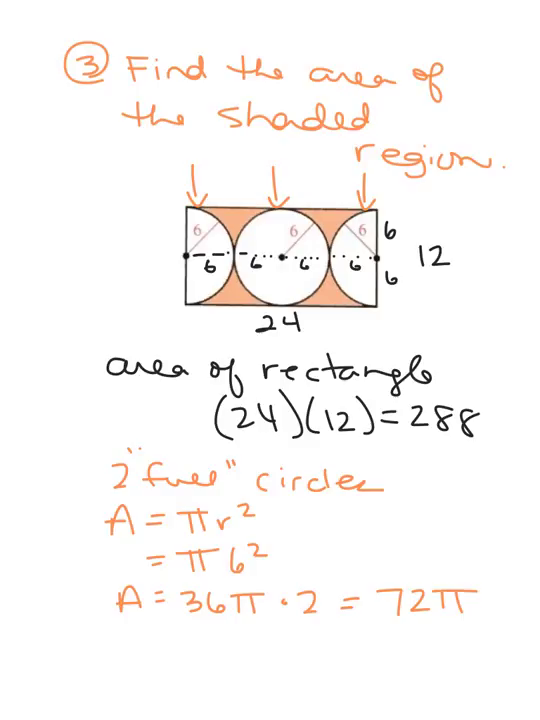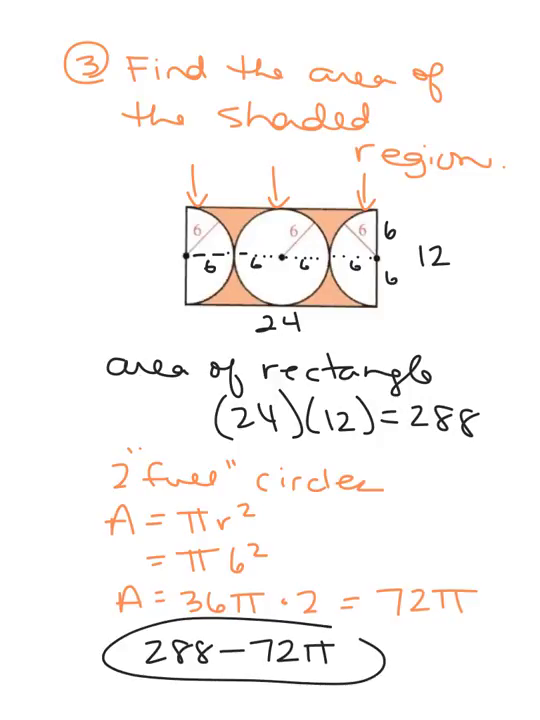So basically, if I look at this diagram, I need the rectangle, and then I need to subtract out the circles. So the area of my rectangle was 288, and I need to subtract out the area of my circles because those circles are not shaded. So I have 72 pi. And that is the area of my shaded region.